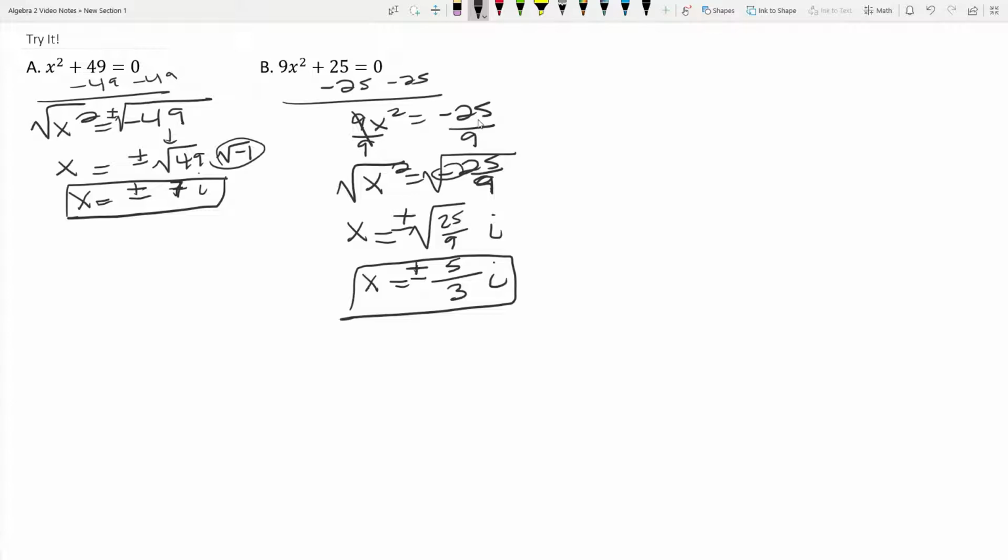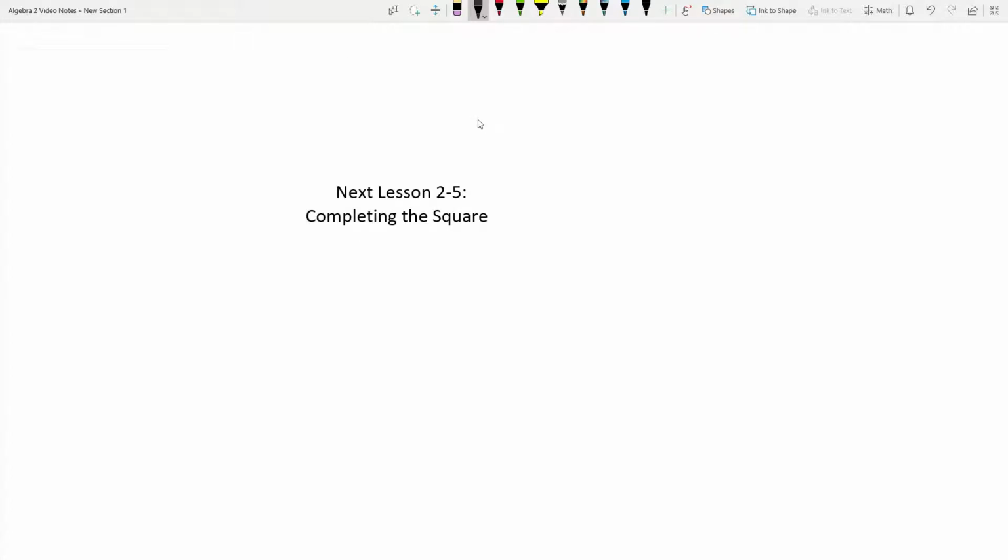That's all there is to it, guys. Now, the next lesson we're going to cover is going to be completing the square. So we're going to be covering other methods for solving quadratics.